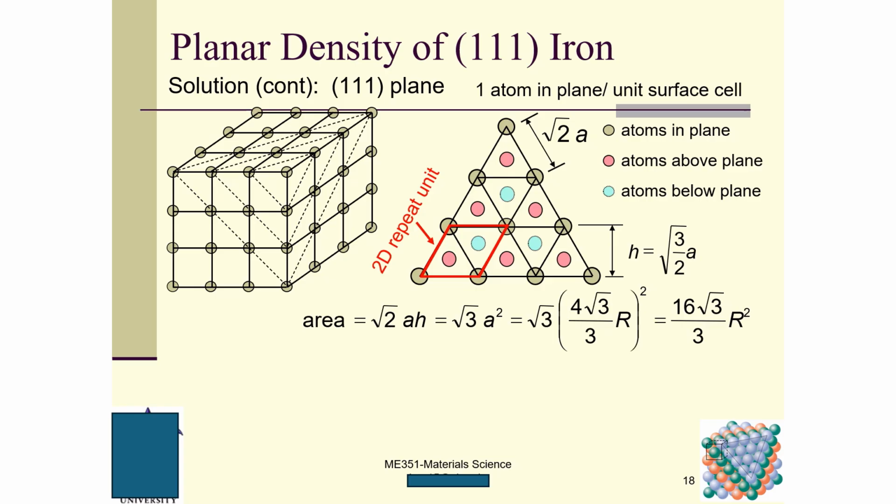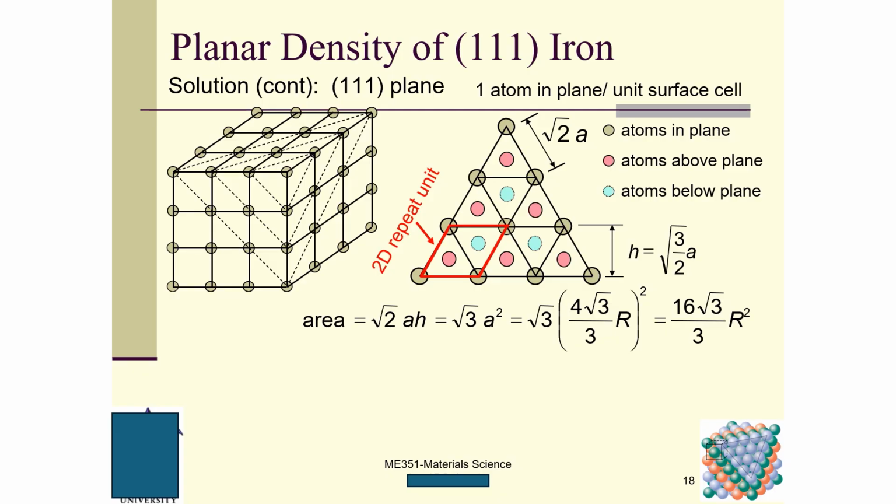So this is a plane, another plane. So in the 111 plane, one atom in plane, you need a surface cell, right? One area, one atom in plane divided by unit cell. So this is the atoms in plane. So these are atoms above the plane and these atoms below the plane. So this H equals square root 3 over 2 multiplied by A. Right? So this is a 2D repeat unit.